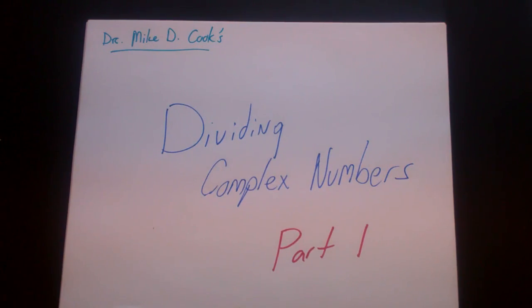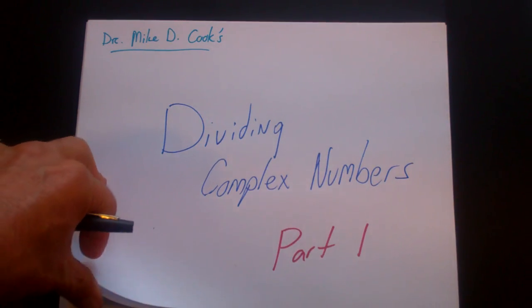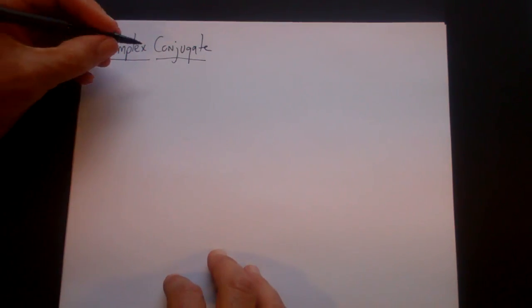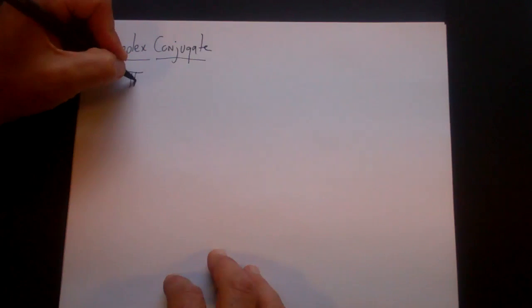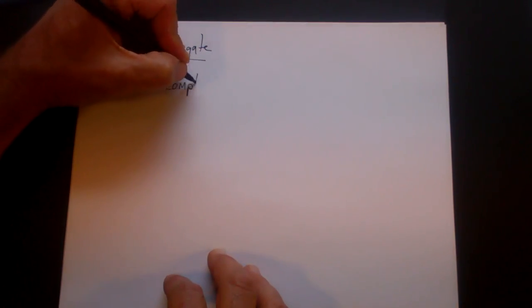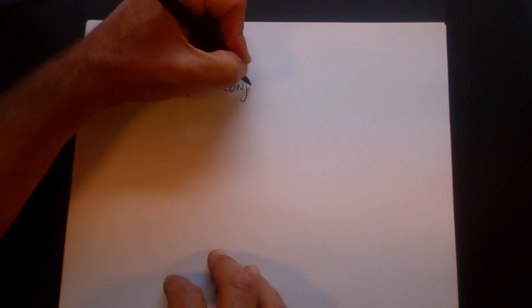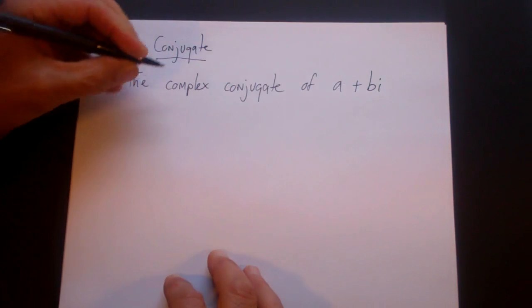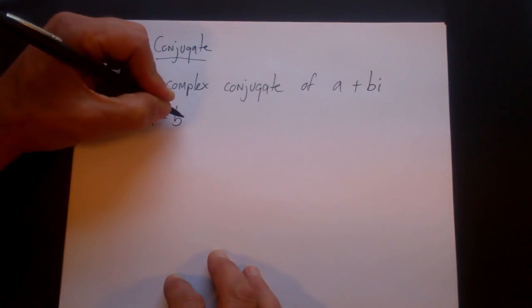This is the first part of a series of videos on dividing complex numbers. So the first thing that we want to think about when dividing complex numbers is the idea of a complex conjugate. And then you may have studied something similar with square roots before. But the idea of a complex conjugate is we say that the complex conjugate of a plus bi is a minus bi.